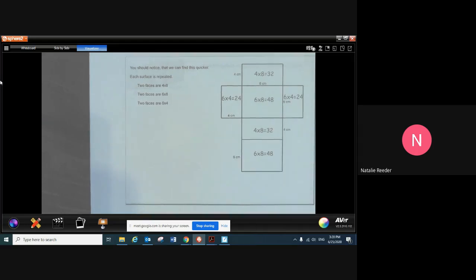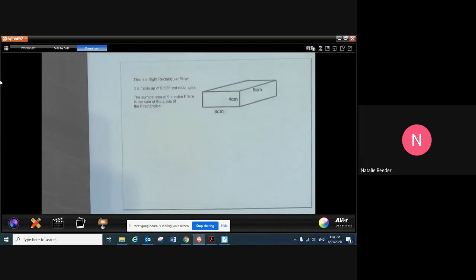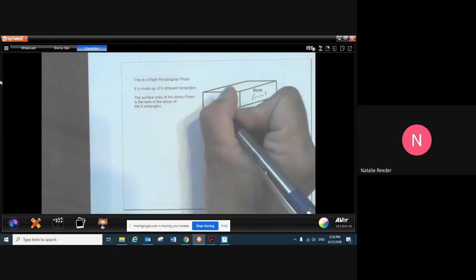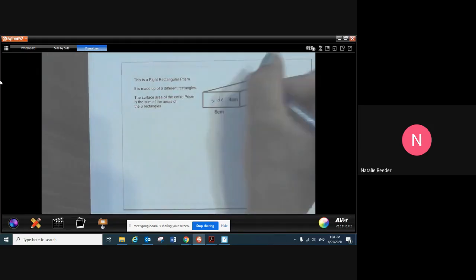So we could call them A, B, and C. Or let's just say if I have my rectangular prism in front of me, I'll go back to our initial page. I can classify this as my front. I could classify this as the side. And I could say that this is the top.